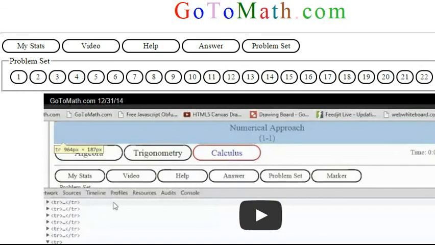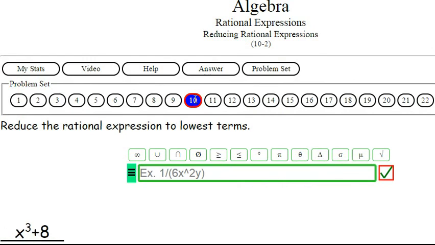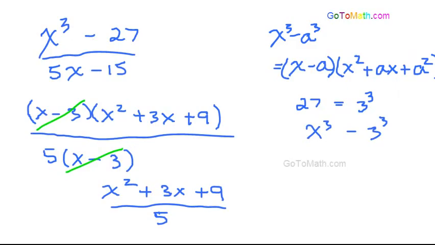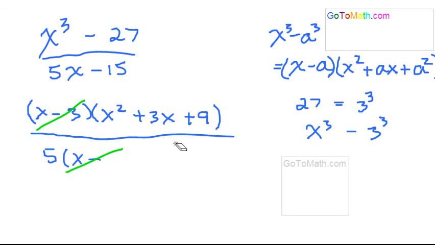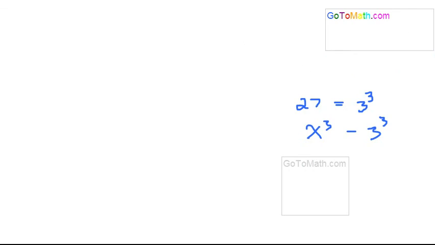Okay, we're here at gotomath.com. Click on the algebra. Let's go down to reducing rational expressions, and we're looking at 10.2. So we have x cubed plus 8 over x squared plus 4x plus 4. Okay. And somebody forgot to erase the board last time I was in here teaching class. Well, I tell you what. Okay, we got it.